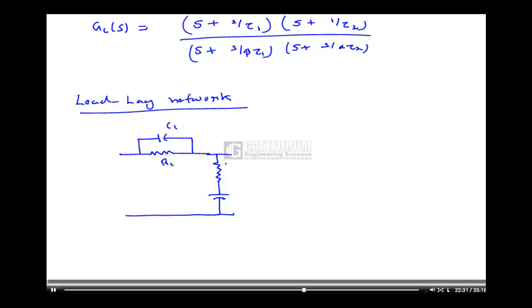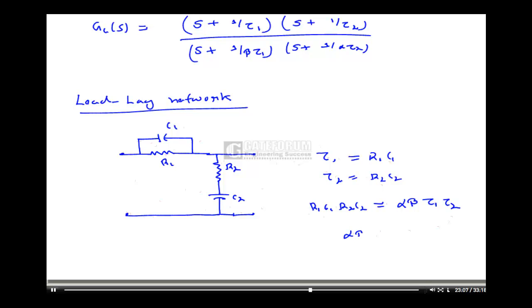R1 C1, R2 C2. Okay, this is a physical realization of lag lead network. So in this network, tau 1 is equal to R1 C1, tau 2 is equal to R2 C2. Okay, R1 C1, R2 C2 is equal to alpha beta tau 1 tau 2. Okay, this gives alpha and beta should always be equal to 1. That means alpha and beta are inversely proportional to each other.